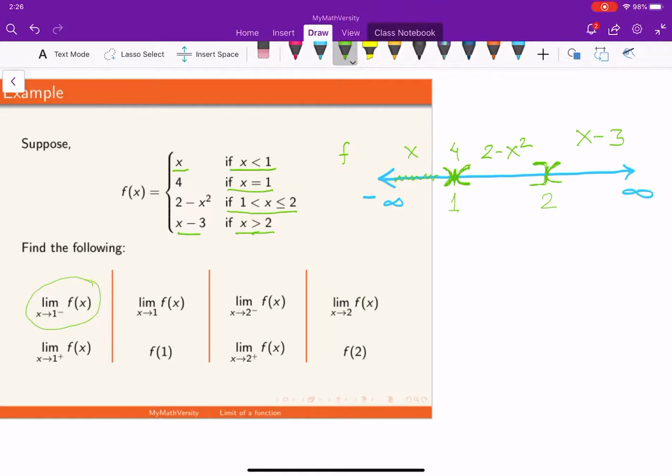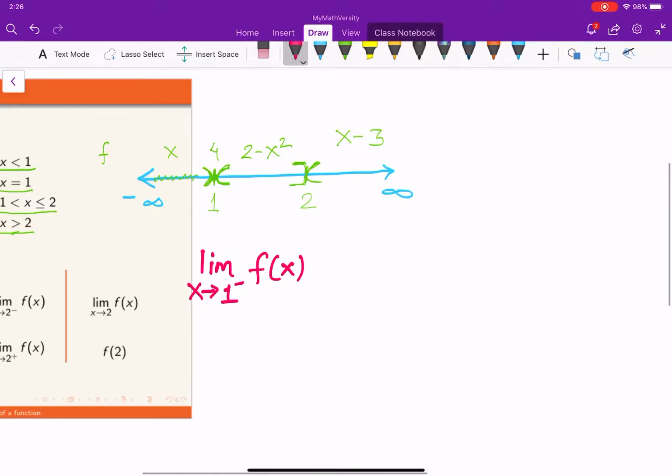So we need to find out what is the limit of the function when x gets closer and closer to 1 from the left side. So let's try to find that. Our goal is to find the limit of the function when x gets closer and closer to 1 from the left side. If you remember the definition, how can we do this?